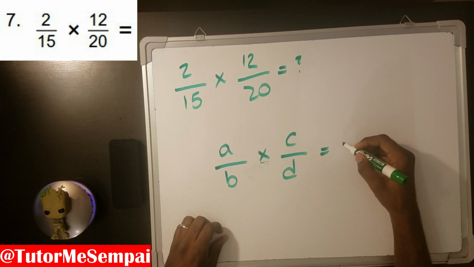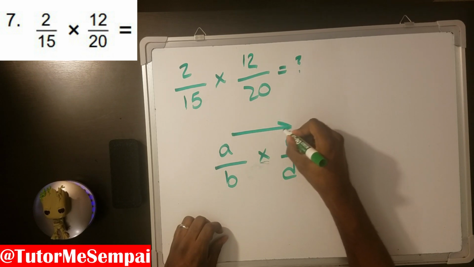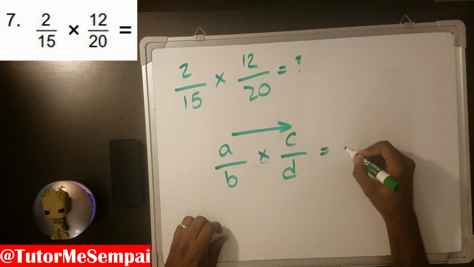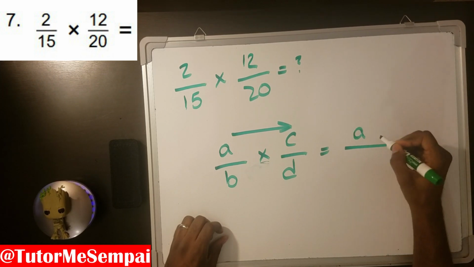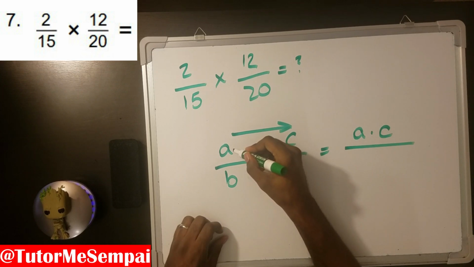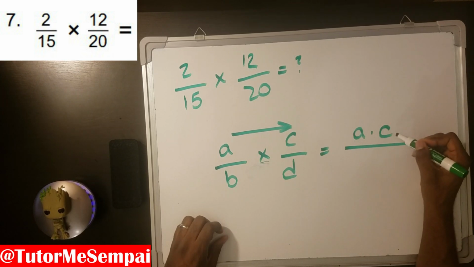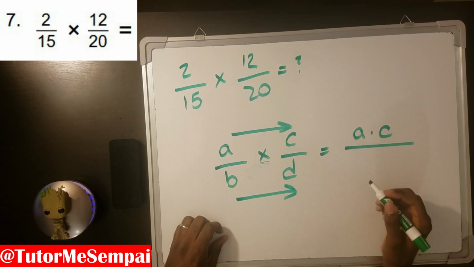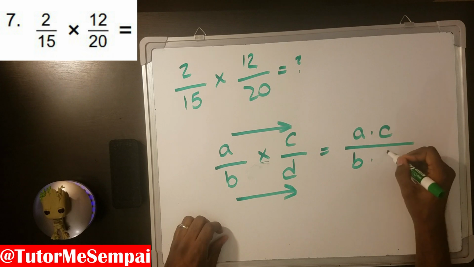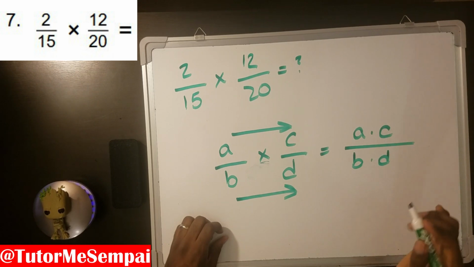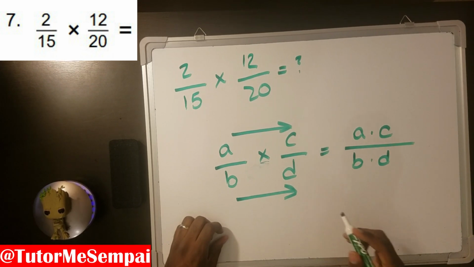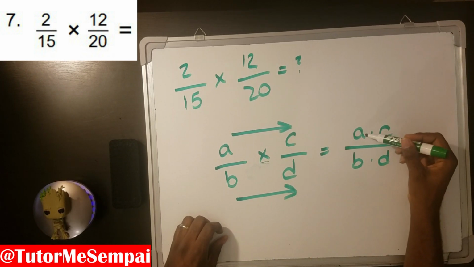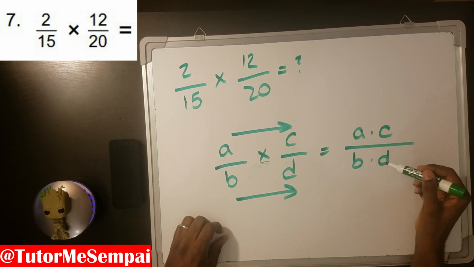What you will do here is similar to how we added across the top for addition, we're going to multiply across the top. So it's going to be A times C. So whatever A is and whatever C is, you're going to multiply them. But you're also going to do the same thing for the denominator. So it's going to be B times D. So once again, you don't need to get like denominators. You can just multiply across top and bottom. A times C over B times D.